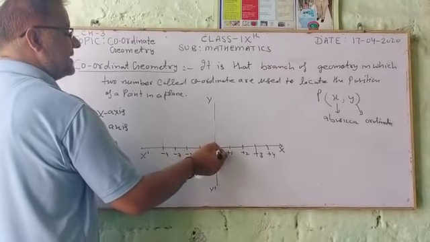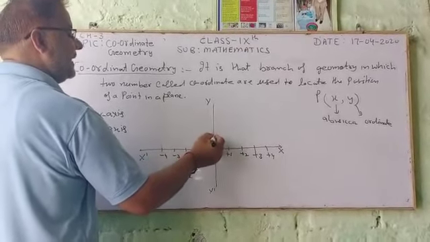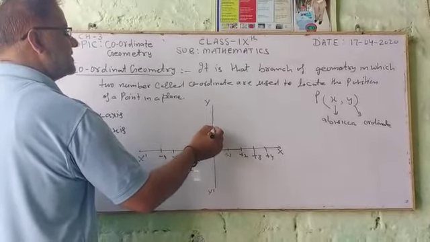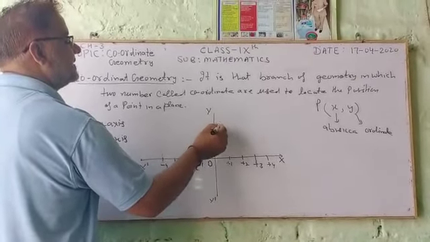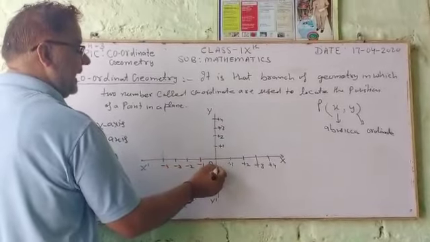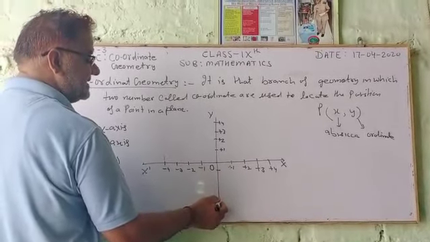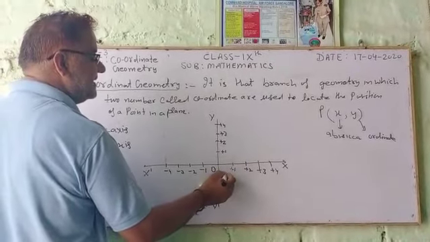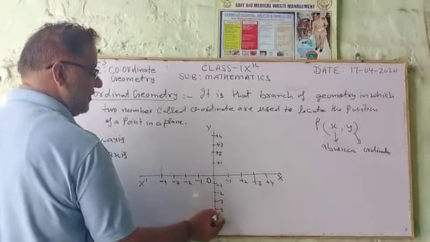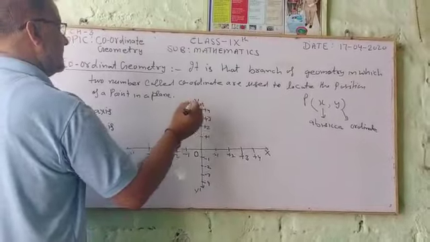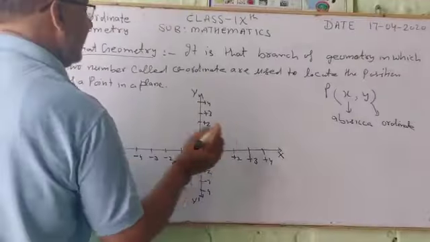In the vertical direction OY, we are taking the positive direction, so we write down +1, +2, +3 and +4. And in the negative direction of the y-axis, also we can say the y' axis, that is -1, -2, -3 and -4 and so on. So we are taking an arrow sign here.